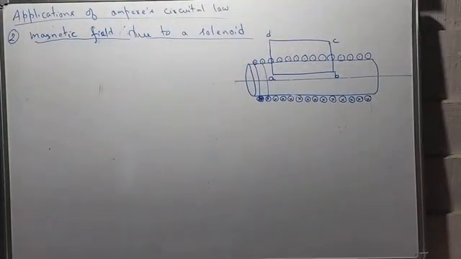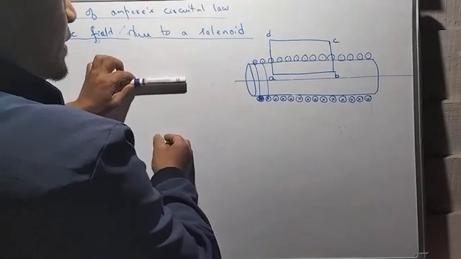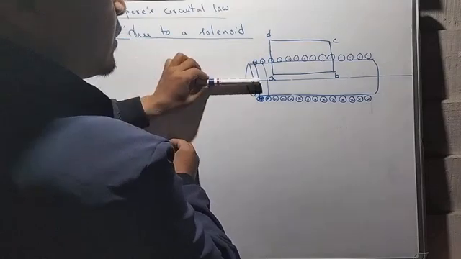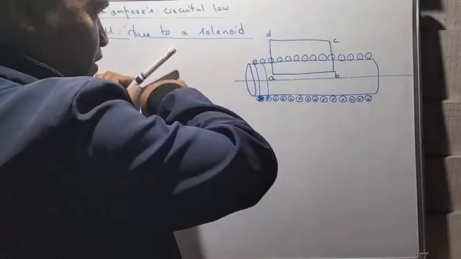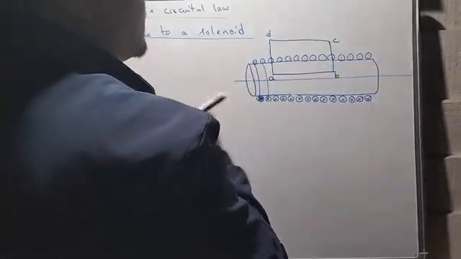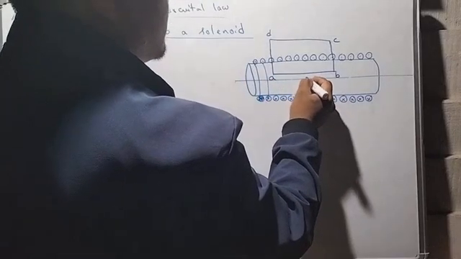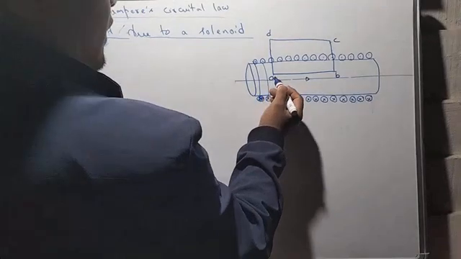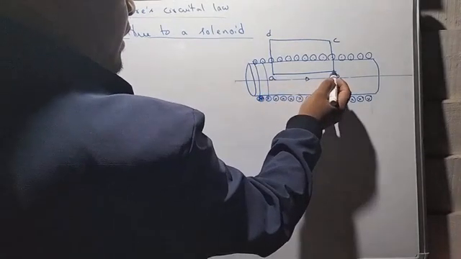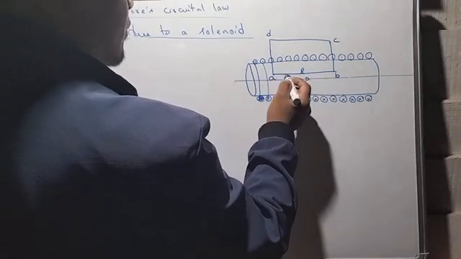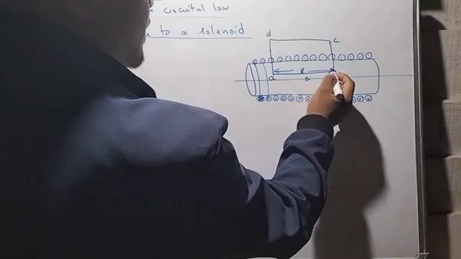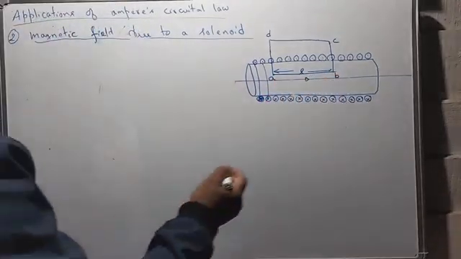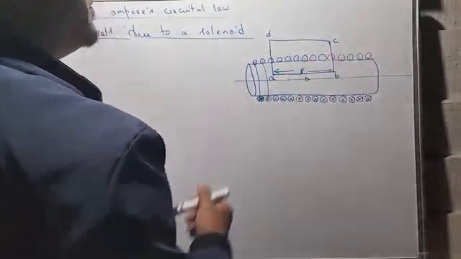Now you know that inside the solenoid, the magnetic field is directed from left to right. So this is the direction of the magnetic field. Now I will choose this length AB as L. What is the length of this closed loop? L. And what is the breadth? Let's say it is small b.